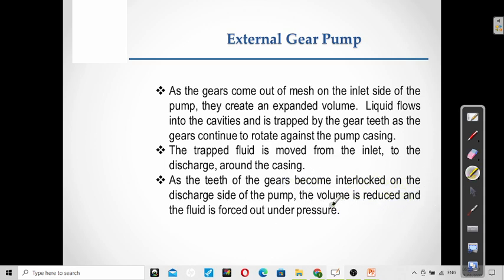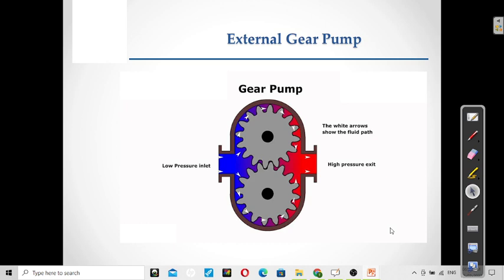The volume is reduced. Why? Because of the interlock of that particular gear. Then we will get a pressurized output outside of that particular pump. See, this part is interlocked with the gears. Here it's interlocked, so here the volume is expanded and the volume is reduced here. Volume reduced and we will have high pressure outside of that gear pump. These are the things about the external gear pump.